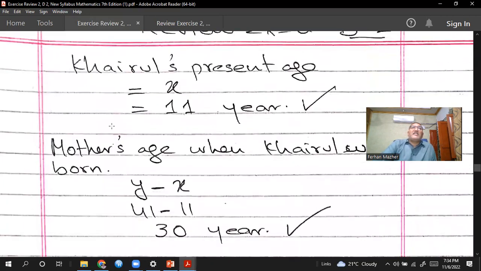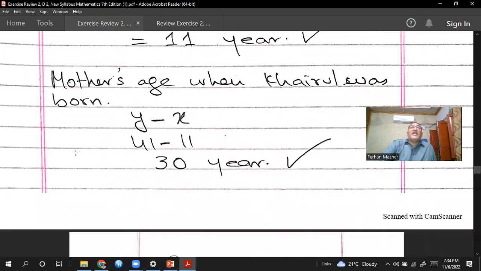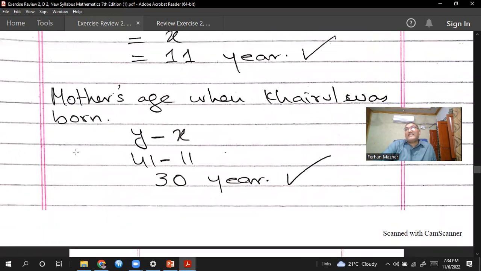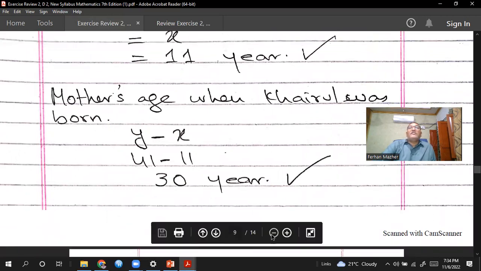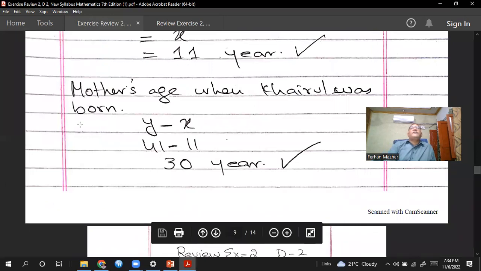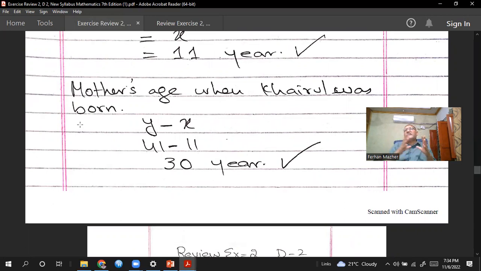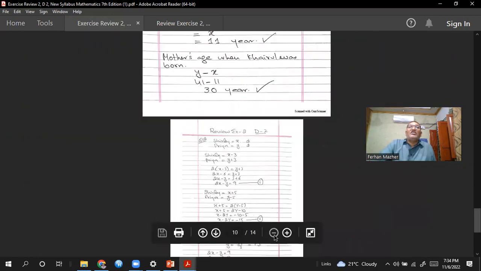It means Carol's present age X is 11 years, and we need Carol's mother's age when Carol was born. That is the question. So that will be Y minus X, from their present ages, where Carol is X and the mother is Y. When Carol was born, the mother's age will be the mother's age minus the son's age. So it will be Y minus X, that is 41 minus 11, and that will be 33 years. So this is how you will do this question.